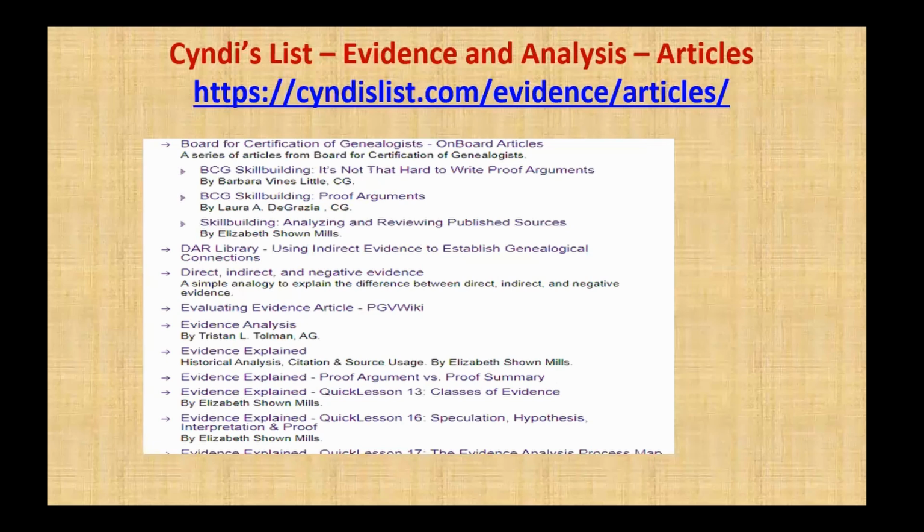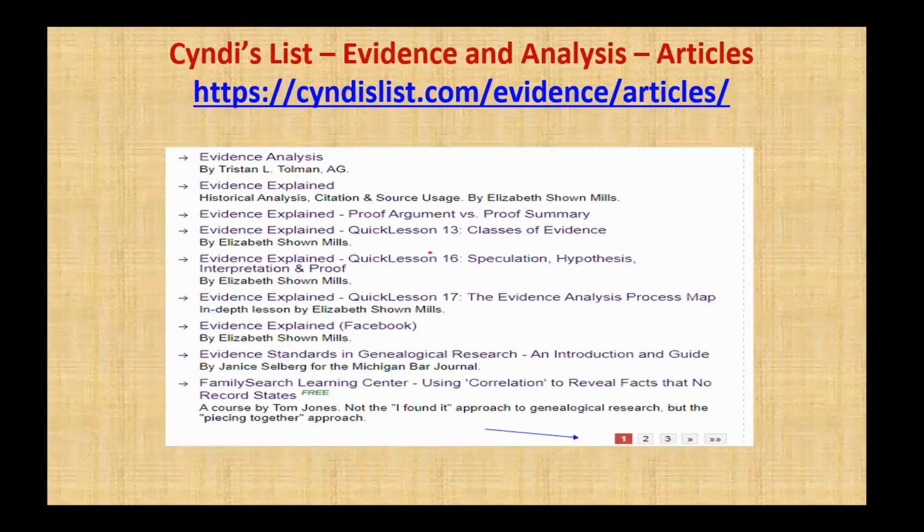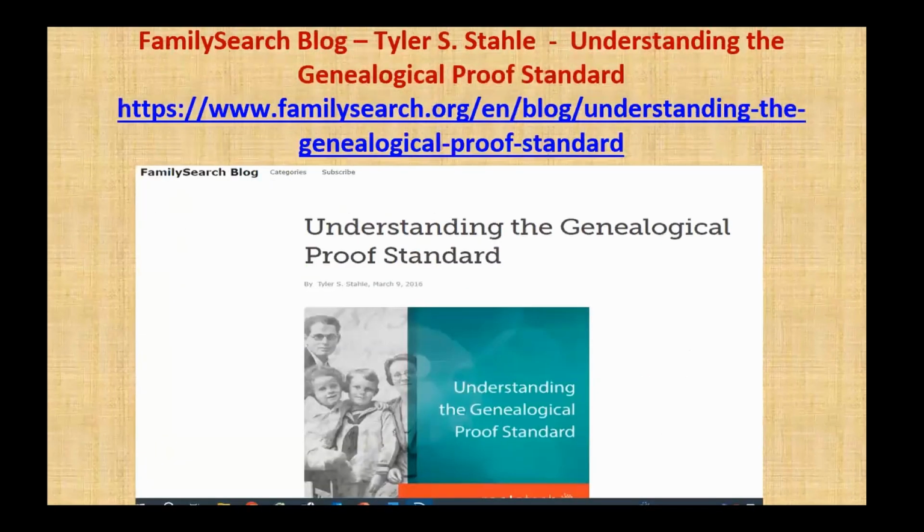Actually, I did another screenshot. Has the Board for Certification of Genealogists, the DAR Library, Evidence Analysis by Tristan Tolman, Evidence Explained. This is a quick lesson that Elizabeth Shown Mills actually has available on Cindy's List. And there are some more. I tried to give you as much as I could so you get some idea how valuable Cindy's List can be.